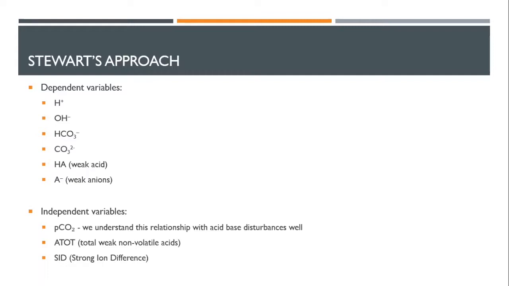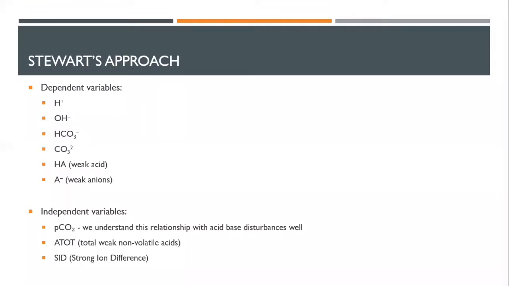So the 3 independent variables that he describes, your PCO2, and this is an easy relationship for us to understand in terms of acid-base disturbances. We understand this well. It's something that I just spoke about with the equation. It's a visual thing that we know if our PCO2 increases, it's going to shift that equilibrium equation across to the right, and we're going to have more hydrogen as a result of it, and vice versa.